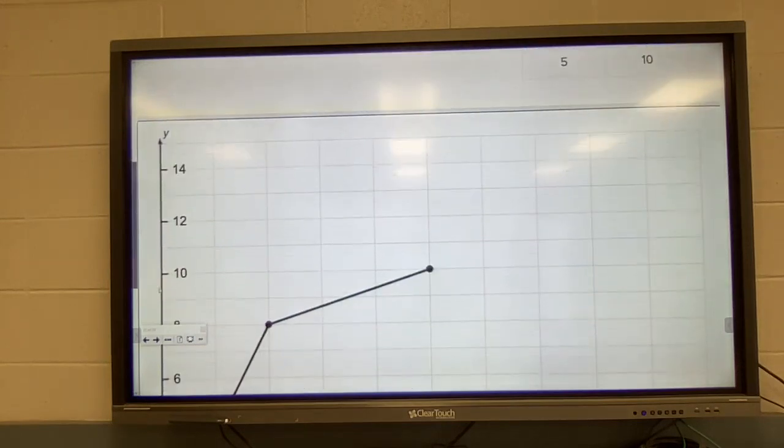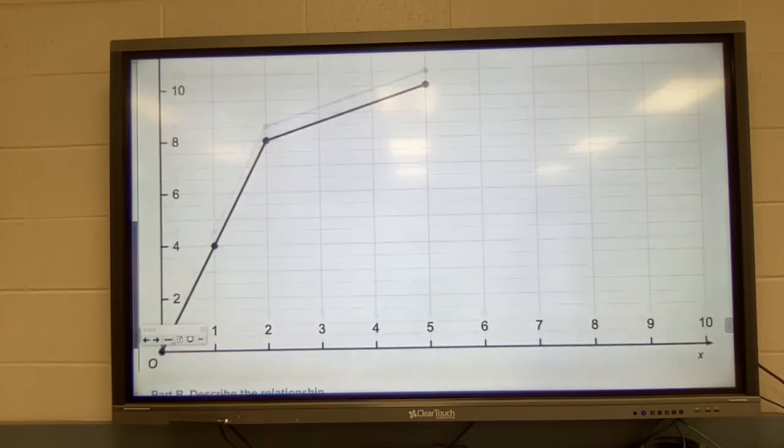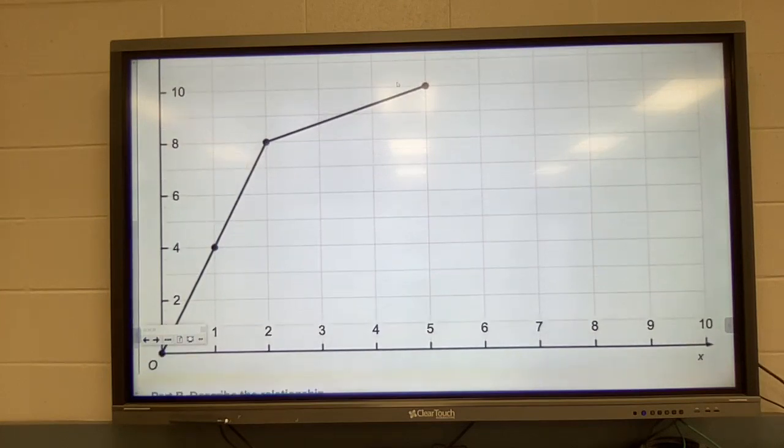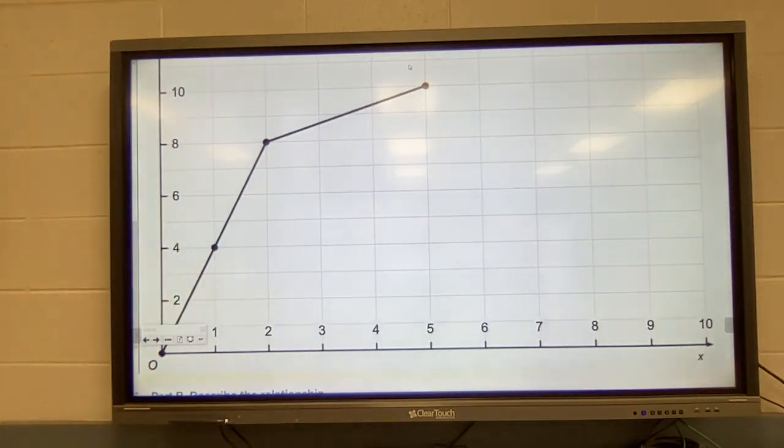Okay, so look, it started off fine and then it went like this. And so this whole line is definitely not a straight line. So this is going to be non-proportional. All right, it is going through the origin, but it is not a straight line.